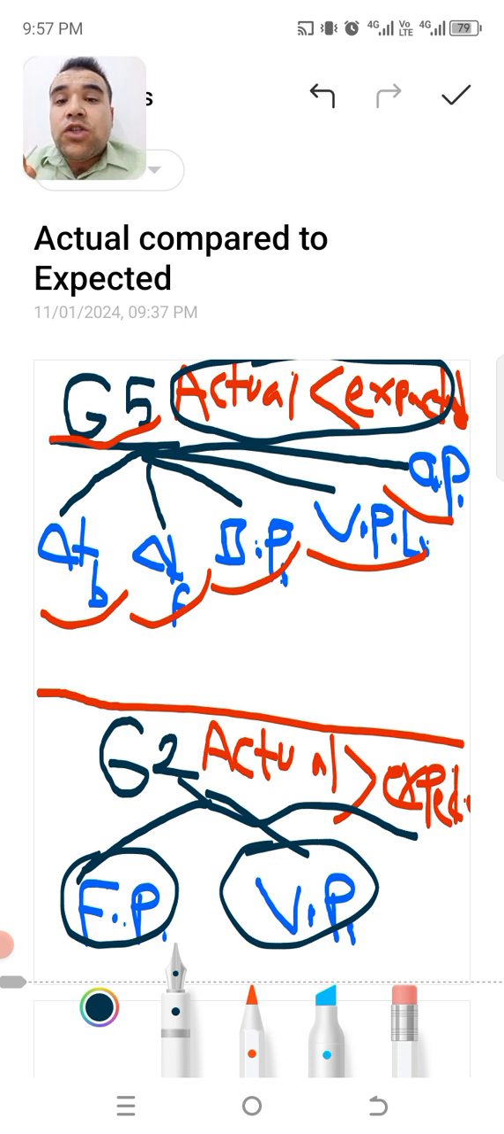So it depends on the groups, on the values that the question asks about, group 5 or group 2, and you should follow the strategy of having the lower actual than the expected for group 5 and higher actual than the expected for group 2.